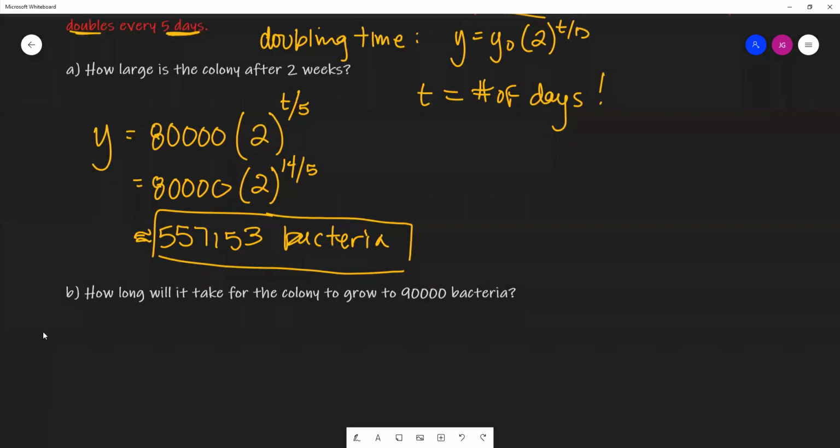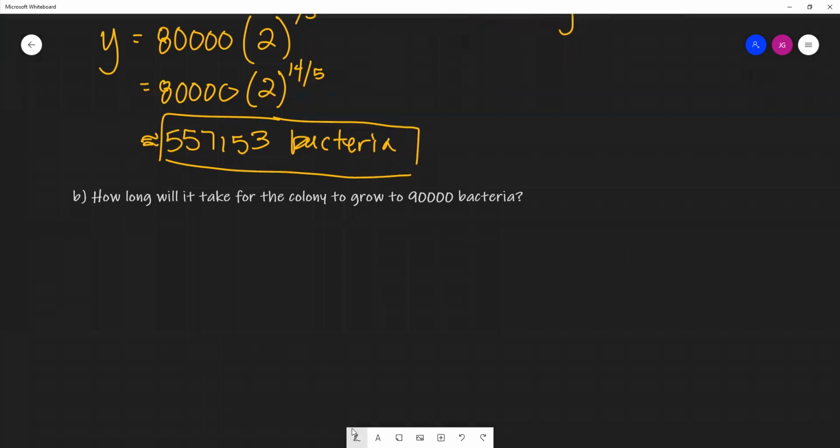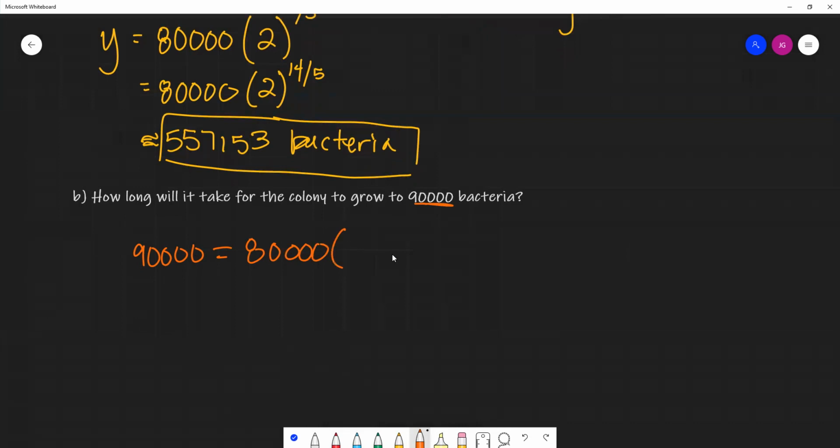Now, the next question is, how long will it take for the colony to grow to 90,000 bacteria? Okay, so this is a different question. How long will it take for it to grow to a certain amount of bacteria? How long, meaning we're solving for t. So this is our ending amount. We still use the same starting amount. So I go 90,000 equals 80,000 times 2 to the power of t over 5. Okay, so I know everything except t.